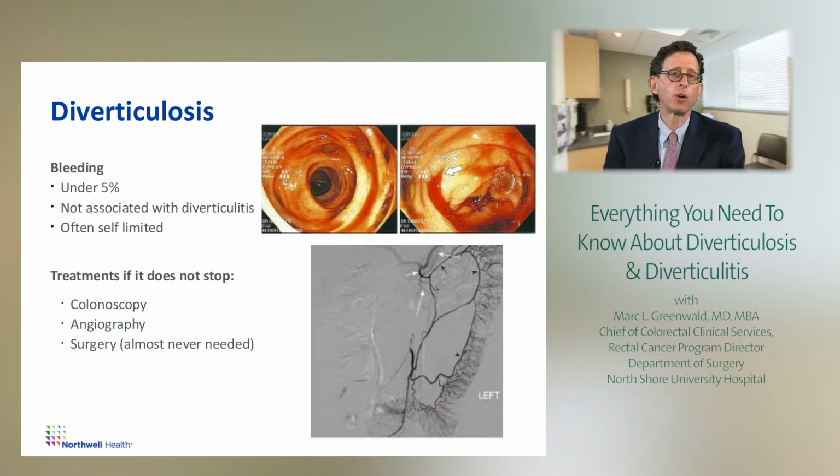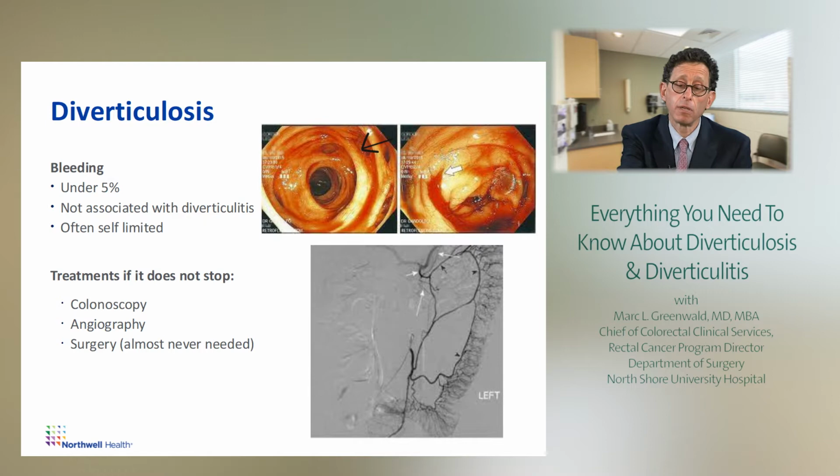Another issue that can occur with diverticulosis is bleeding. If you remember, I talked about earlier that the weakenings in the wall occur where the blood vessels come through the wall of the colon to bring blood to the colon. These blood vessels can get irritated and then start bleeding. And the bleeding can be pretty heavy. And about 5% of people with diverticulosis may have an episode of diverticular bleeding.